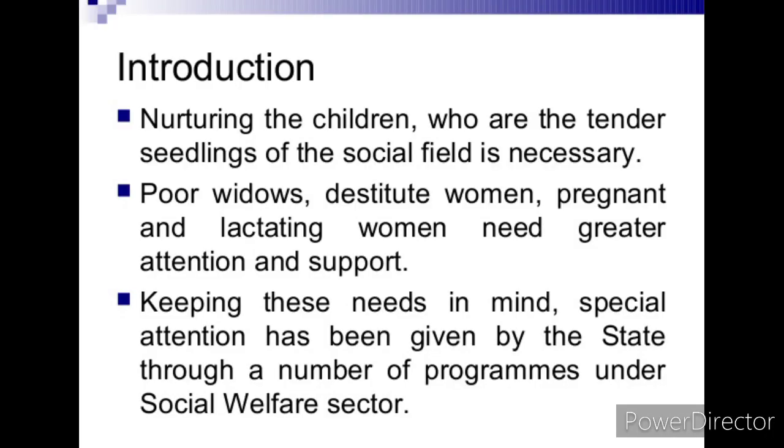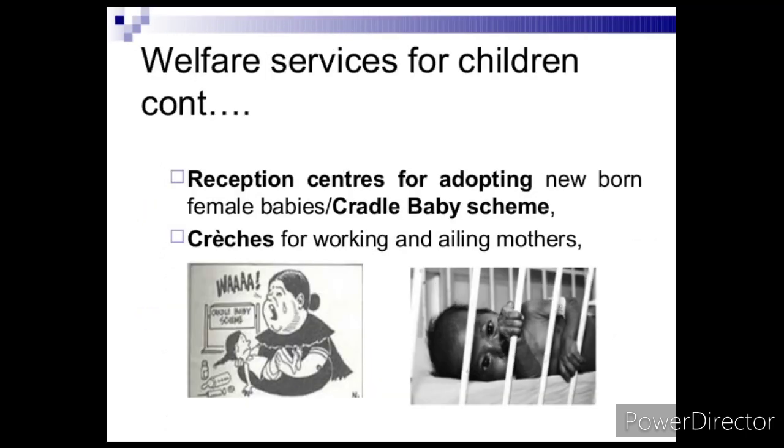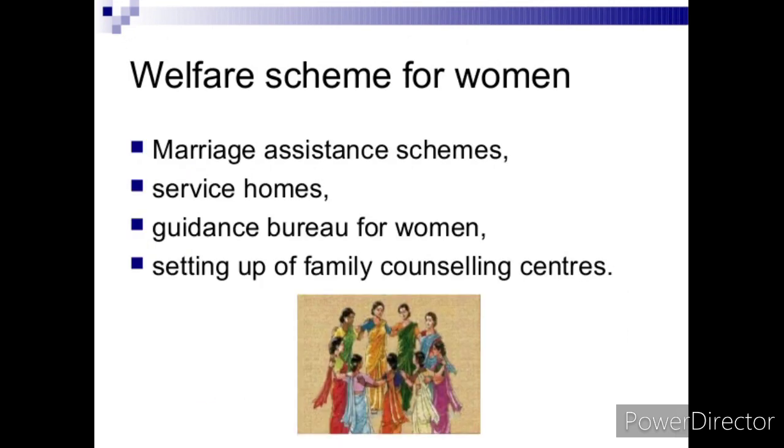There are social welfare schemes for different sections of society, like schemes for women and child development. For child development, there are different welfare schemes, like reception centers for adoption and crèches. Welfare schemes for women include marriage assistance, under which the government gives essential financial assistance to the daughters of poor widows or orphan girls, to widow remarriage and intercaste marriage, etc.